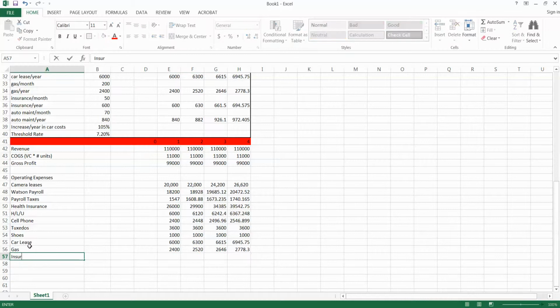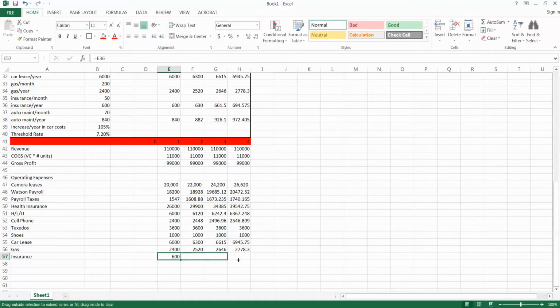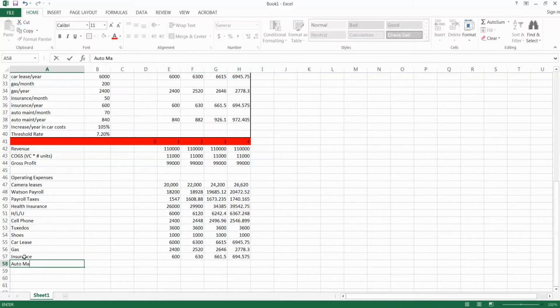Then we have our insurance, and that is going to equal what we've calculated up above here, our insurance per year. And because it's a relative formula, we can carry it across. And finally, we've got our auto maintenance. And that is going to equal our number up here, and we can just carry that across.